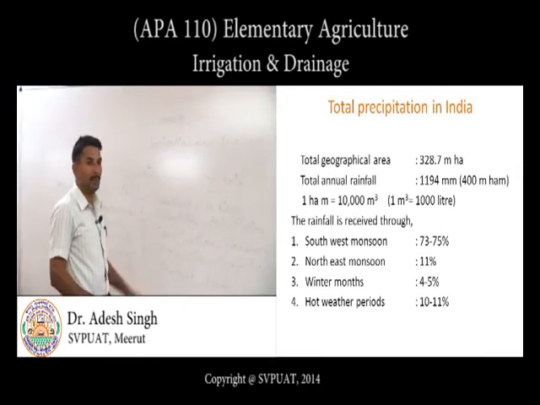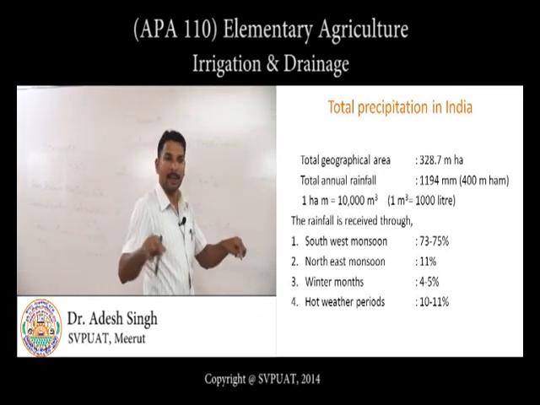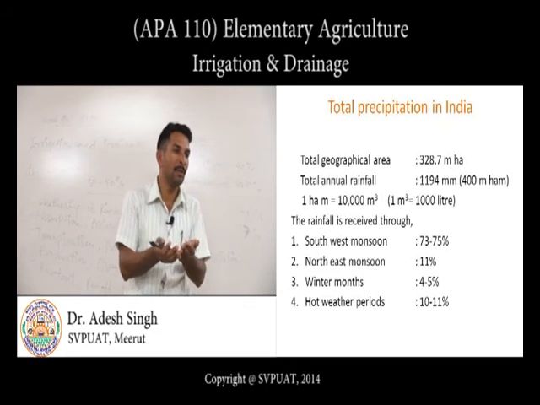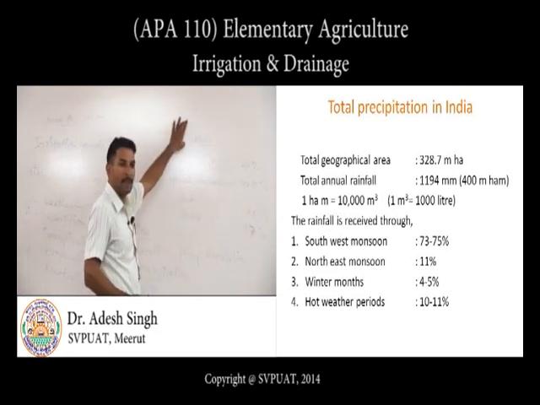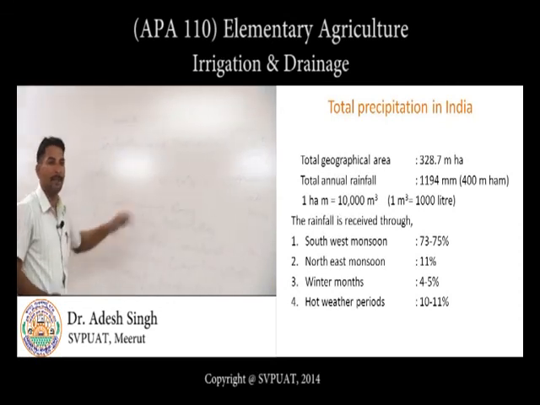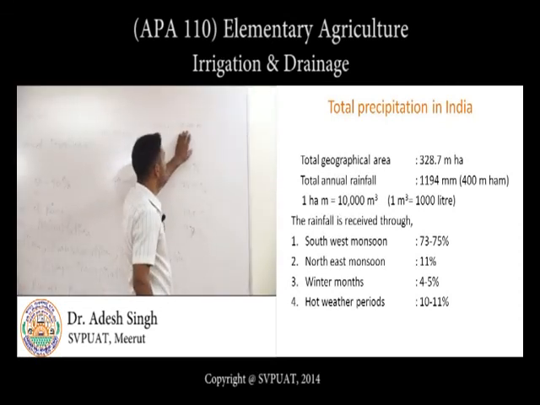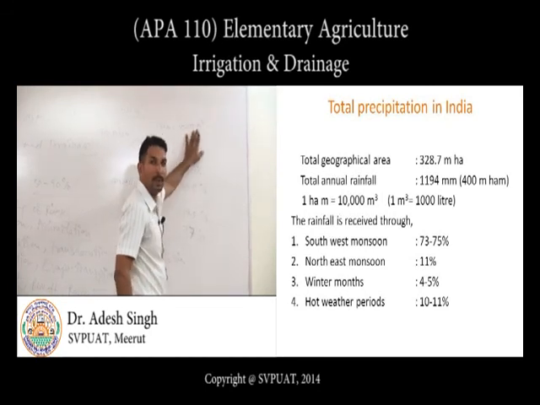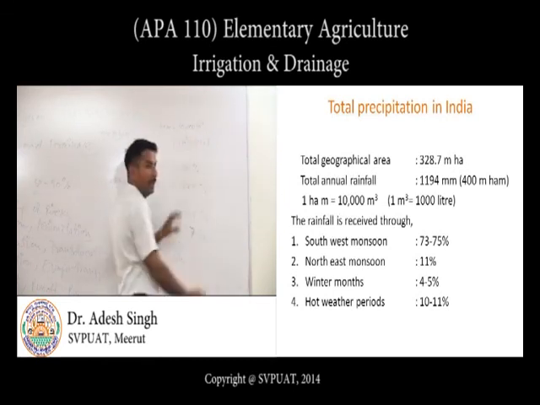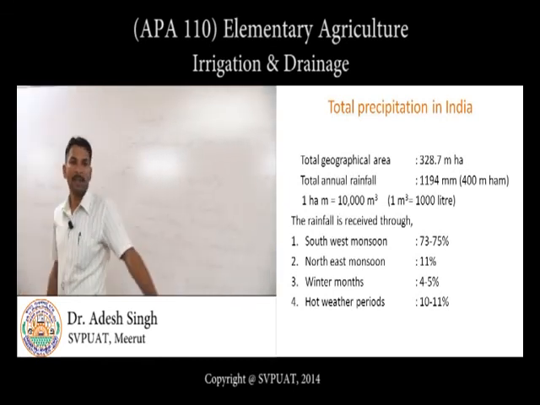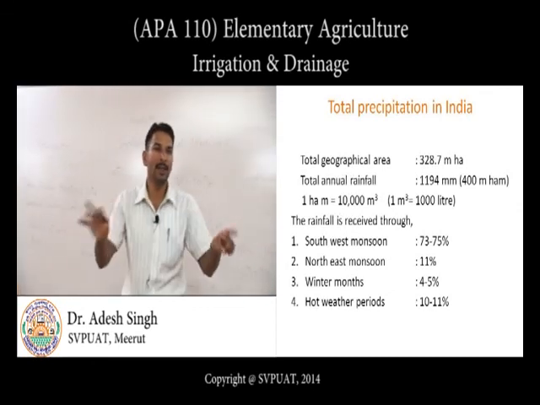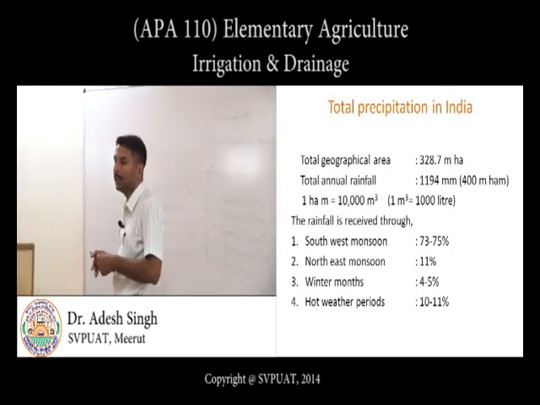And 1 hectare meter means when 1 hectare is the land area and 1 meter of standing water is over it, and that volume is known as 1 hectare meter. Clear? And this is the quantification of this total rainfall. And 1 hectare meter is 10,000 cubic meter, and 1 cubic meter is equal to 1000 liter. So we can easily calculate the total amount of water received through rainfall in the total geographical area of the country.